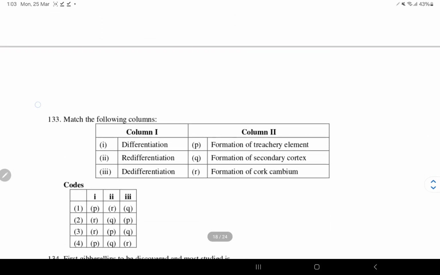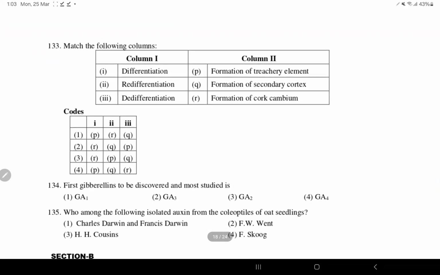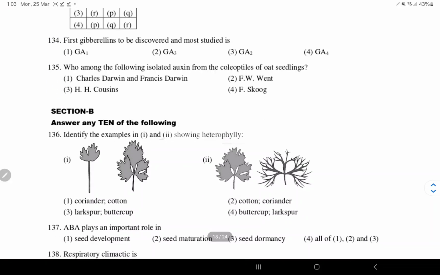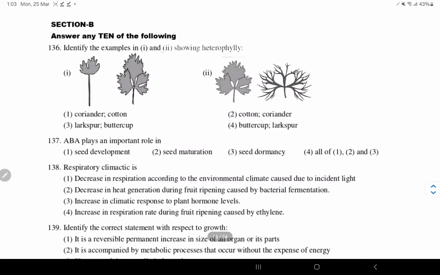Yes. What is differentiation? Differentiation is formation of tracheary element, P. Redifferentiation, formation of secondary cortex. Dedifferentiation, formation of cork cambium. PQR. Option 4. First gibberellin to be discovered and most studied is GA3. Who among the following isolated auxin from the coleoptile of oat seedlings? F.W. Went. Option 2. Identify these examples.